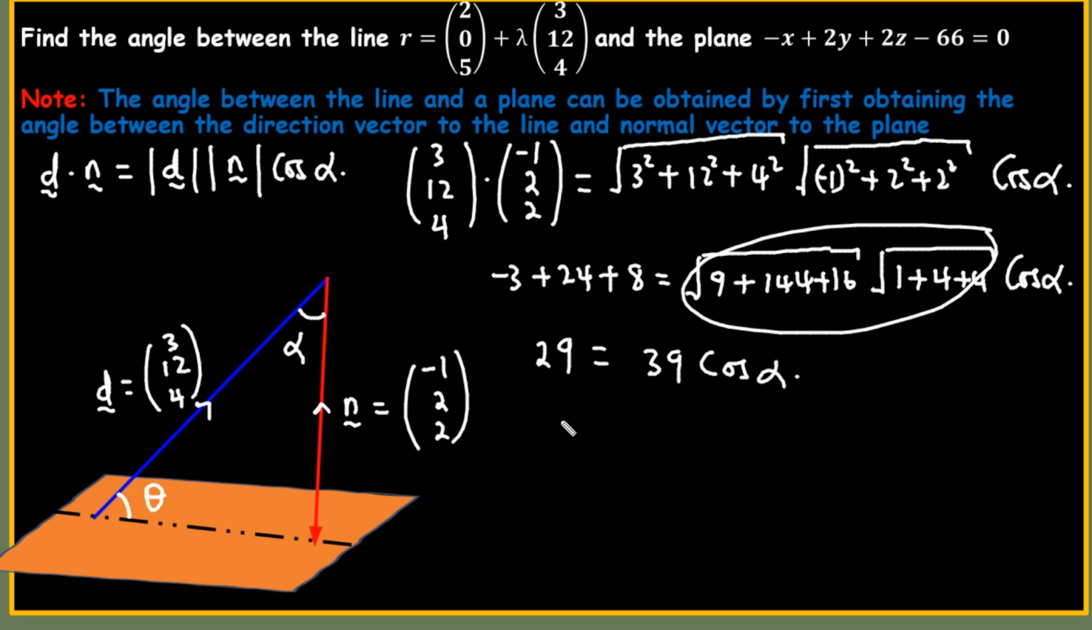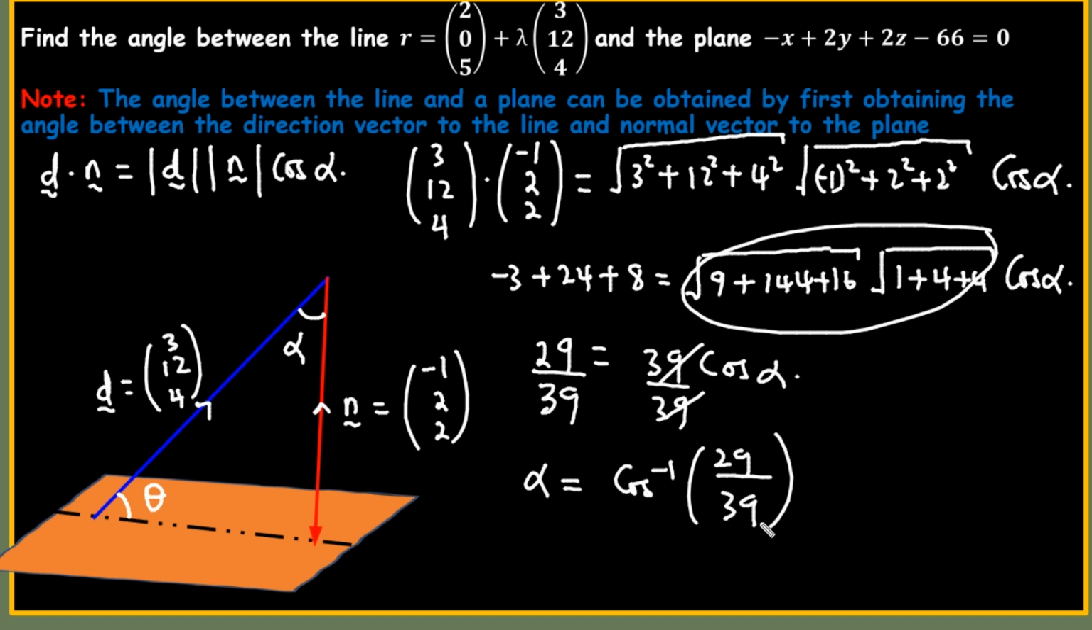Okay, so we want to get alpha, so we are going to first divide by 39 on both sides. So alpha is equal to cos inverse of 29 divided by 39. So we get our calculator and obtain angle alpha. So alpha is equal to 41.96 degrees. But they want us to obtain angle theta.